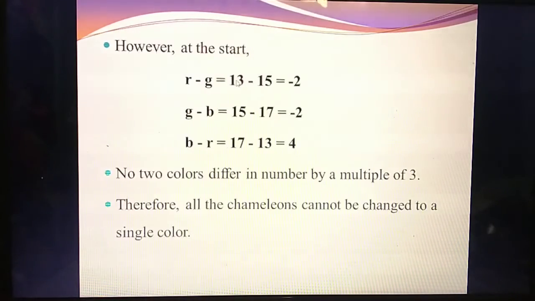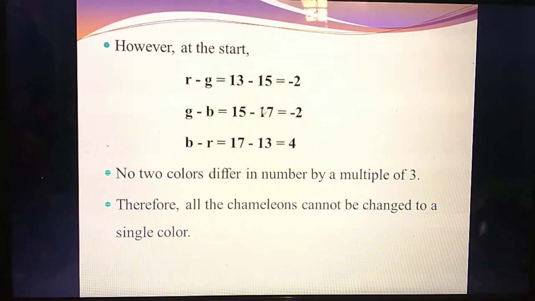Understand? So listen, in your question, they have given some values. For R, they have given 13, the value of G is 15 and the value of B is 17. So you are going to subtract these values. So R minus G, what's the value of R? 13. What's the value of green? 15. 13 minus 15. What answer are you getting? Minus 2. Likewise, G minus B.